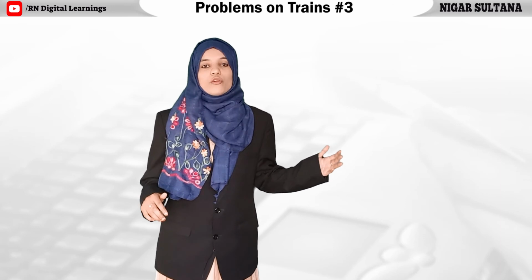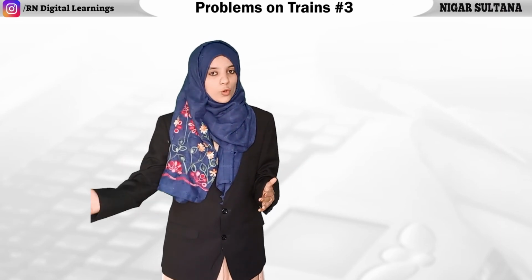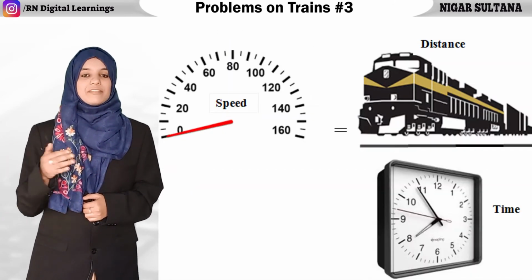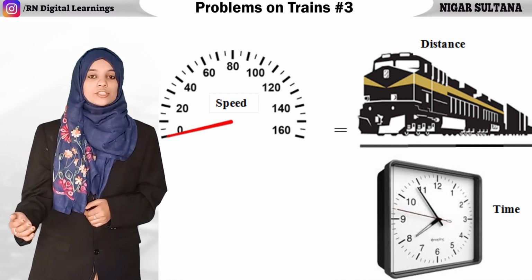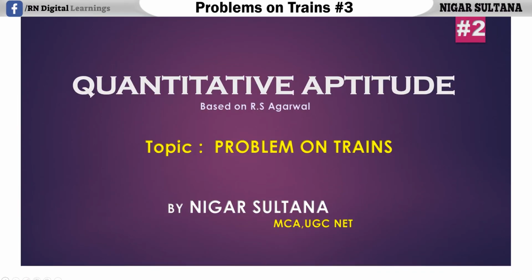In our previous video, we have learned the concept of train. In this video, we are going to solve few more problems of train. We need to find the speed of a train when the distance and the time is given, or when the train is passing through a tunnel or the bridge or a pole or a man. Now let's solve few problems with the help of the formulas. Let's begin with the next session.